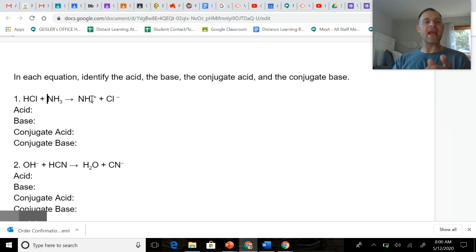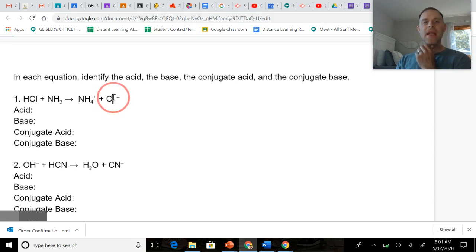Then on the right, I have those same two chemicals, HCl and NH3, but they've been changed. They've borrowed or they've donated an H plus. So if I look at HCl, on the right side I have NH4 and Cl. So let's just look at this one first, HCl. NH4 plus, Cl minus.